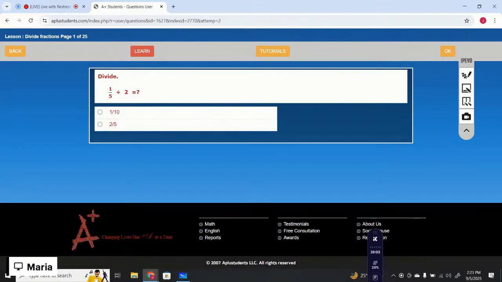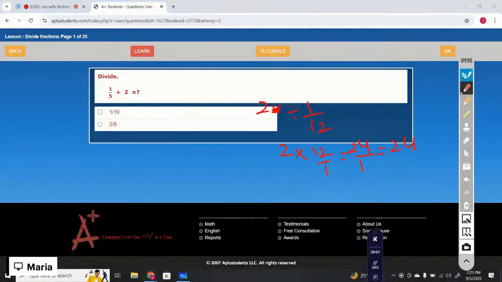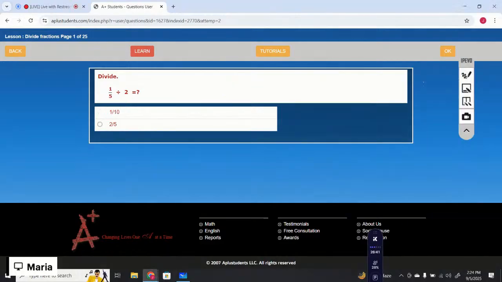1 by 2 divided by 1 by 5. So replace the division sign with multiplication. After that it would be 1 over 2 times the reciprocal, 5 by 1. 1 times 1 is 1 and 5 times 2 is 10. That is 1 over 10. Option number 1 is the correct option.